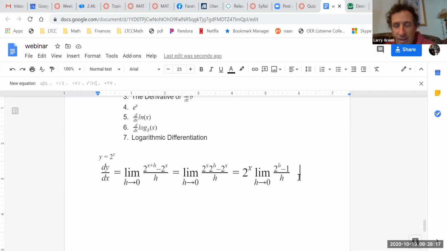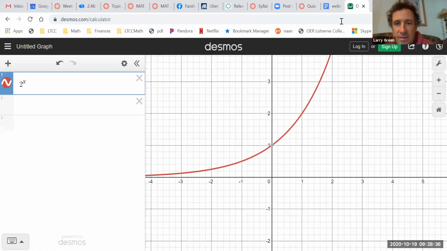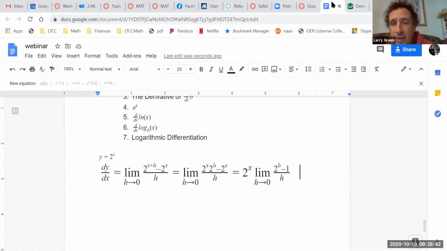So I want to take a look at something. We want to look at 2 to the h minus 1 over h. And the idea here is we want to see what is that limit? Any questions on that? Okay, what is that limit? It might help to take a look. Before I do that, if x is 0, for example, this goes away and that's all we have. So at 0, we just get that. So the question is, what is that limit as h goes to 0 of 2 to the h minus 1 over h?